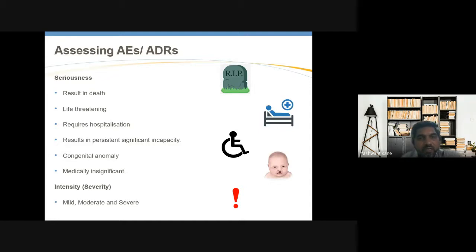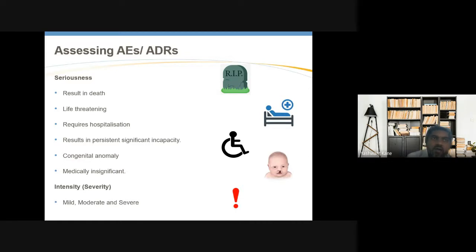Persistent or significant incapacity. I have taken diclofenac and I can't hear now. Okay, that is persistent or significant incapacity. I have taken a glucagon injection, and after that my vision is very restricted, persistent or significant incapacity. Congenital anomaly, as we have seen with thalidomide: anything that happened to the baby at the time of birth, and the drug was administered to the mother, then it is called congenital anomaly.